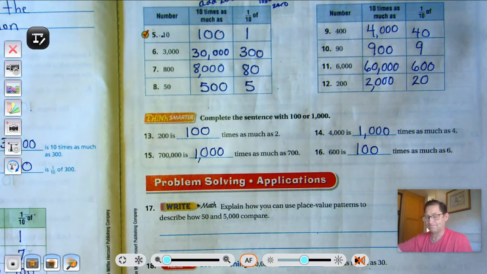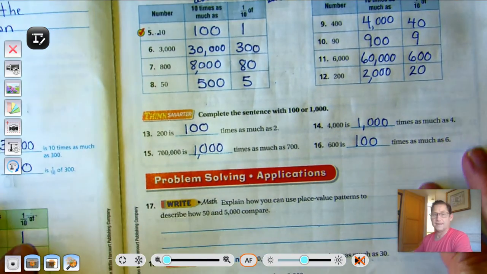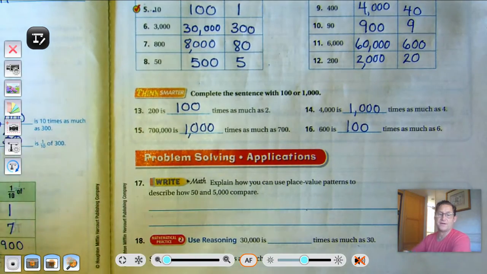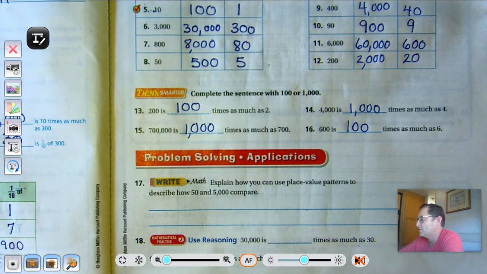All right, 17. Explain how you can use place value patterns to describe how 50 and 5,000 compare. How can you use place value patterns to describe how 50 and 5,000 compare? Right, well, let's look at the zeros, right? 50 has one zero. 5,000 has three zeros. How many more zeros is that? 5,000 has two more zeros than 50.